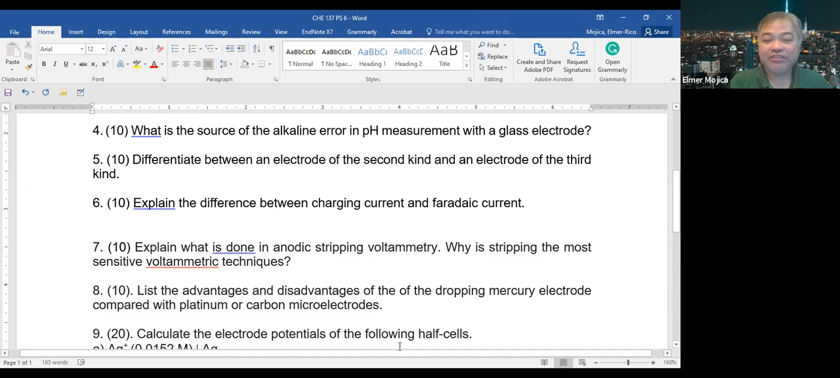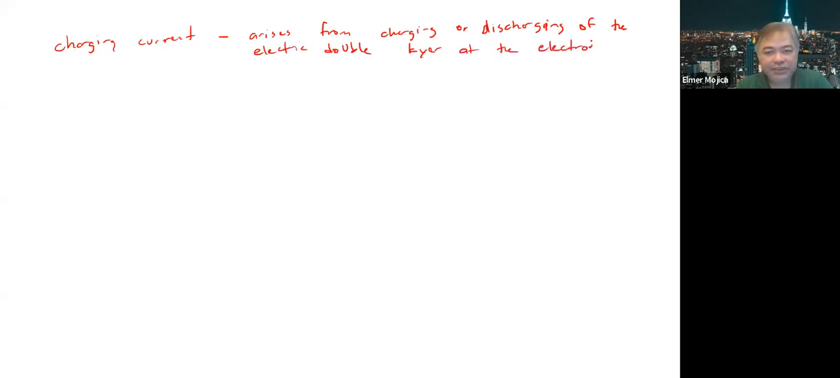Next one, yung tinatawag nating charging current versus Faraday current. So kapag charging, what can you say about charging current? It arises from charging or discharging of the electric double layer at the electrode solution interface.